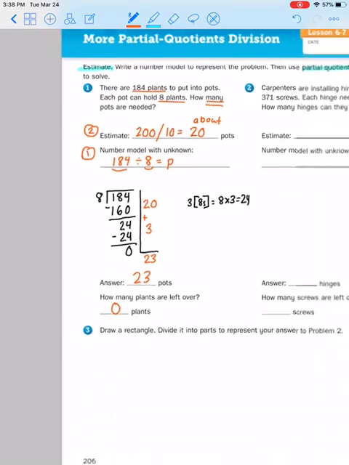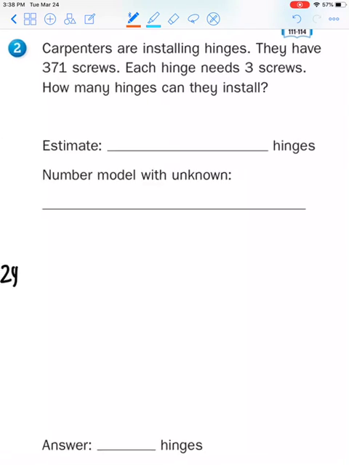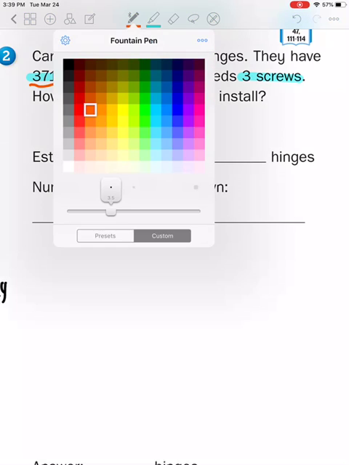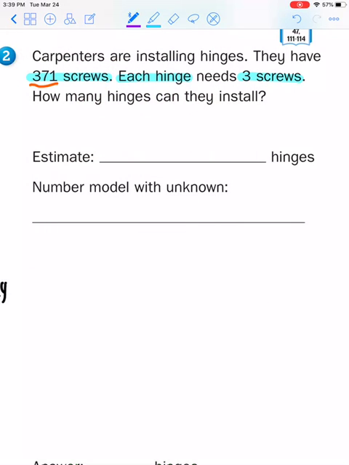Okay, let's go to our next problem. Carpenters are installing hinges, and if you don't know what a hinge is, think of a door, the part that connects the door to the wall that makes it swing back and forth. That's a hinge. They have 371 screws, and each hinge needs 3 screws. So for every hinge, I need 3 screws. How many hinges can they install?